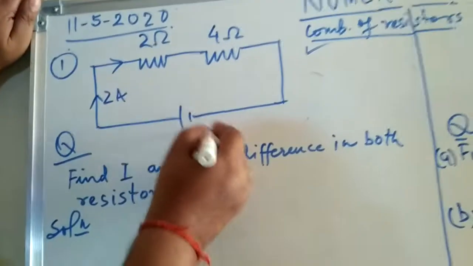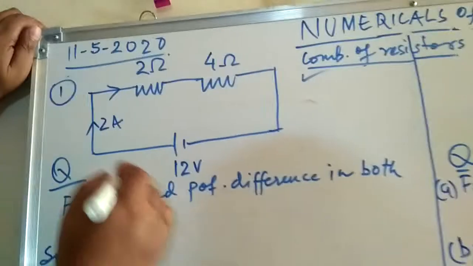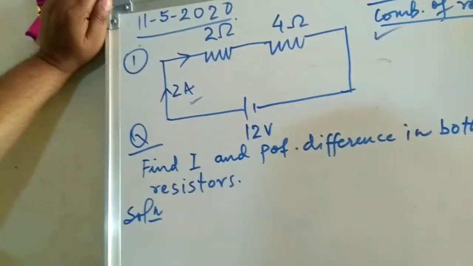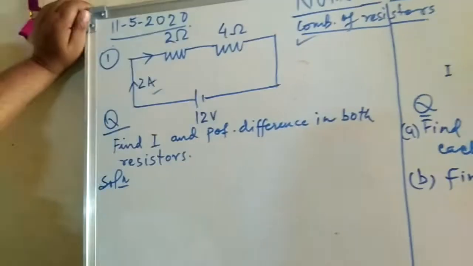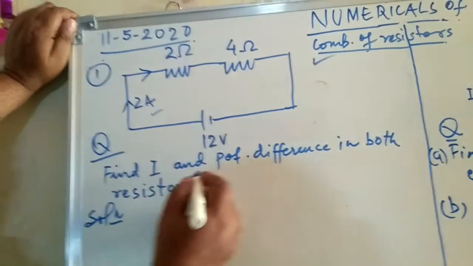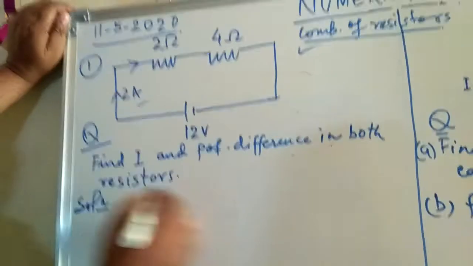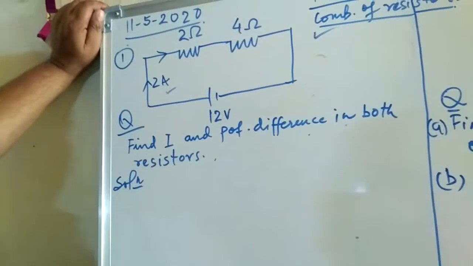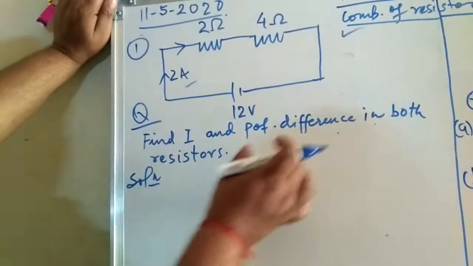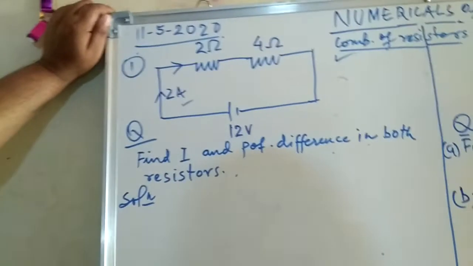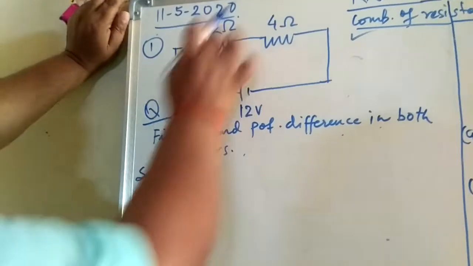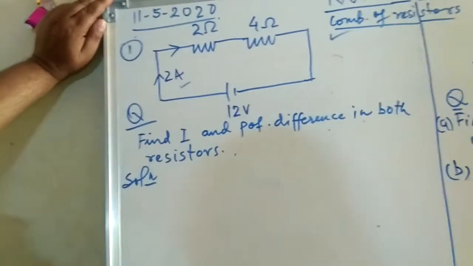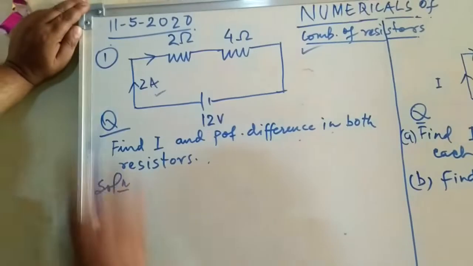There is a 12 volt terminal connected to that circuit, and through it 2 ampere of current is flowing. Now the question says, find the current and the potential difference along both of the resistors. What is the current and what is the potential difference we find here?